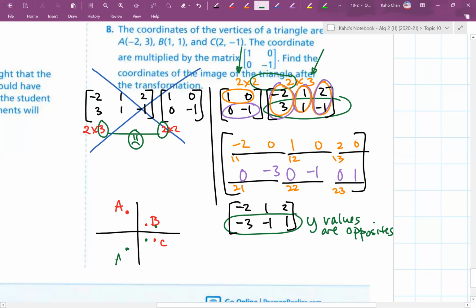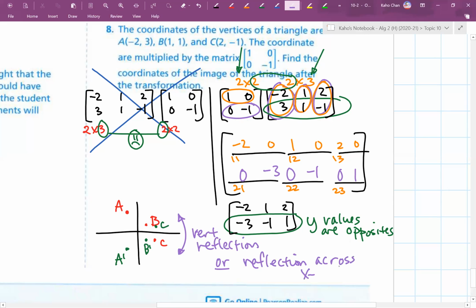Oh yeah, there we go. Oh, it's been reflected, ladies and gentlemen. This is a vertical reflection. Interesting. Something you might see from geometry. This is a reflection across the x-axis. Interesting. All right. That was a cool last problem to see the transformation there.